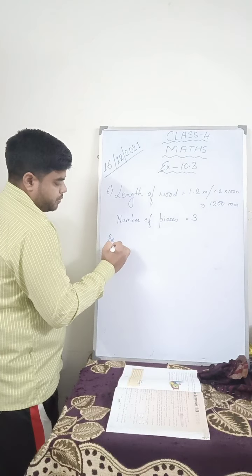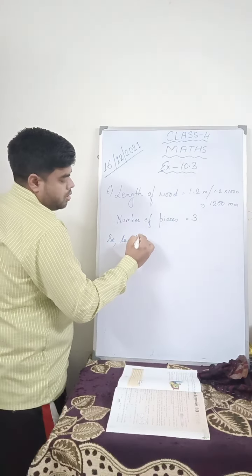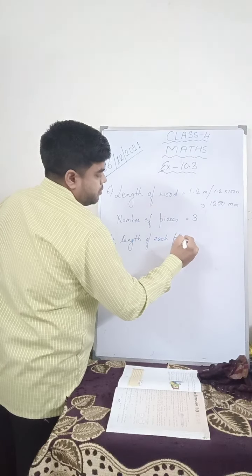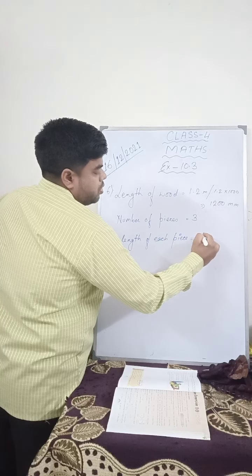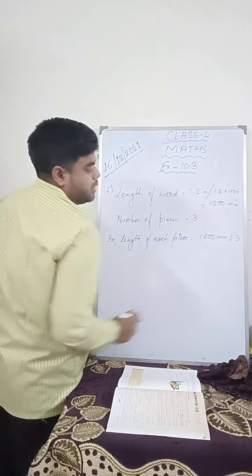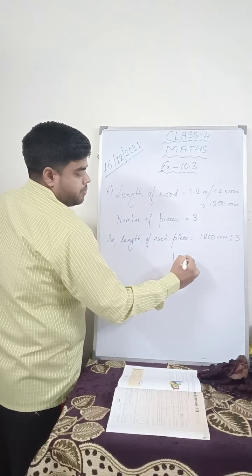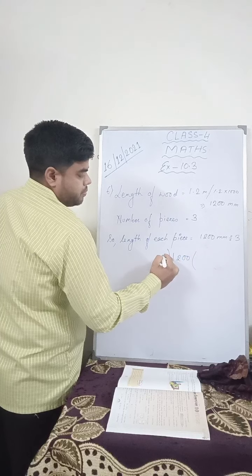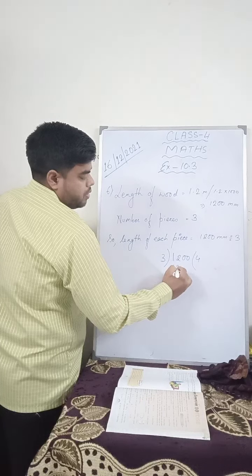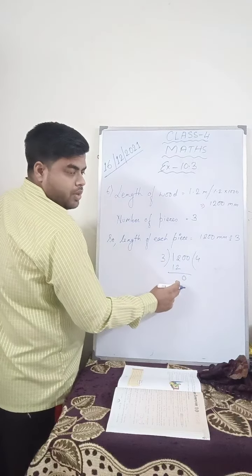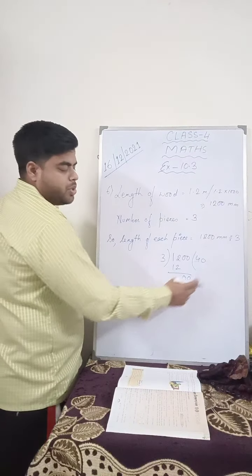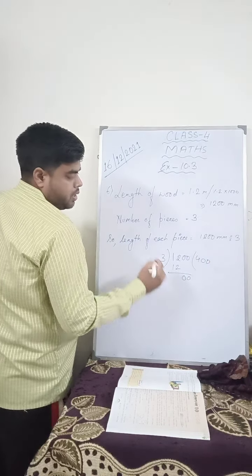So length of each piece is equal to 1200 millimeter divided by 3. Let us divide here. 3 fours are 12. 0. It is not divisible. To bring the next digit, you have to put a 0 here. After bringing, then also it is not divisible, so you have to put one more 0 here.